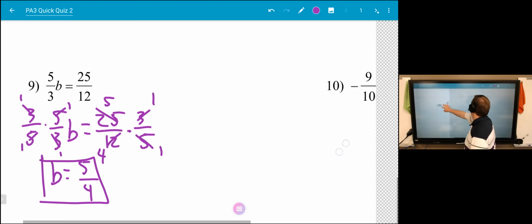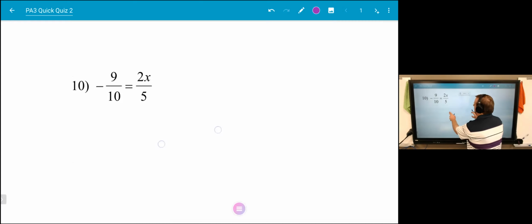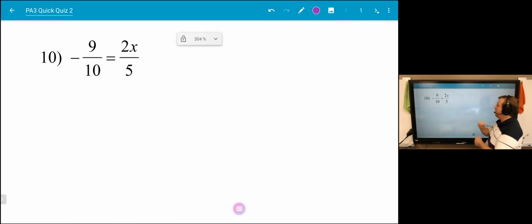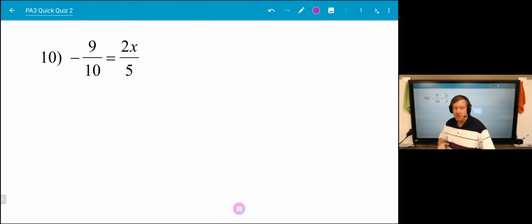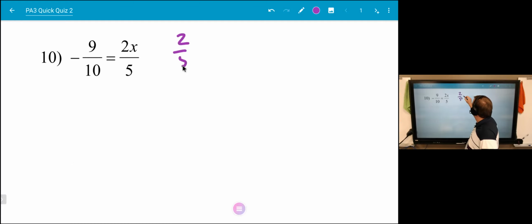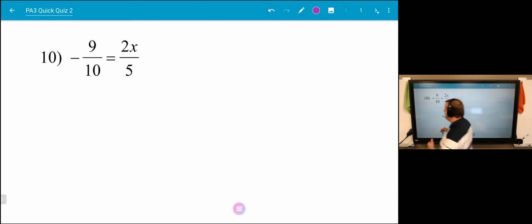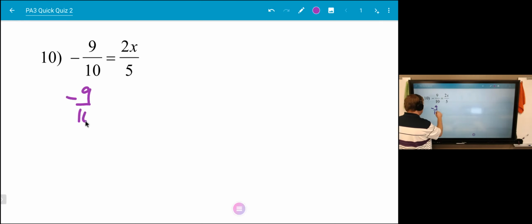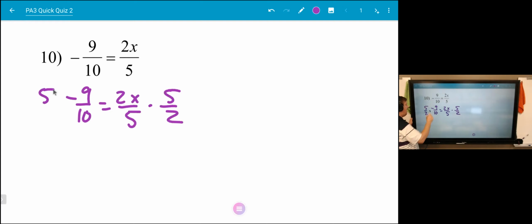Number 10, I have negative 9/10 equals 2x divided by 5. Now, 2x divided by 5 is the same as 2/5 x. And how do I know that? Well, I know that I'm dividing by 5, so I'd have to multiply both sides by 5 to get x alone. I'd also have to divide by 2 because I'm multiplying by 2. So what I'm going to do here is multiply both sides by 5/2.